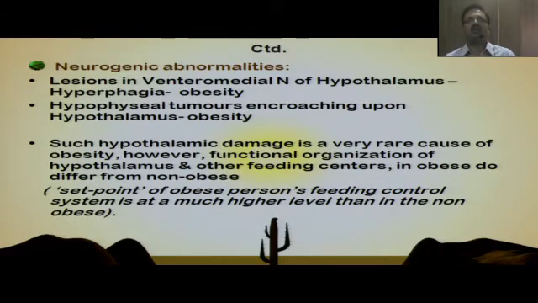However, the functional organization of the hypothalamus and other feeding centers in the obese does differ from the non-obese. There is a set point in the hypothalamus. Now, when an obese person is asked to lose weight by doing strict dietary restrictions, after losing the weight, it has been found that the hunger is increased more vigorously as compared to the non-obese person. So this shows that there is a set point in the hypothalamus, and this set point is at a higher level in obese persons as compared to non-obese persons, and therefore they are involved in eating more.